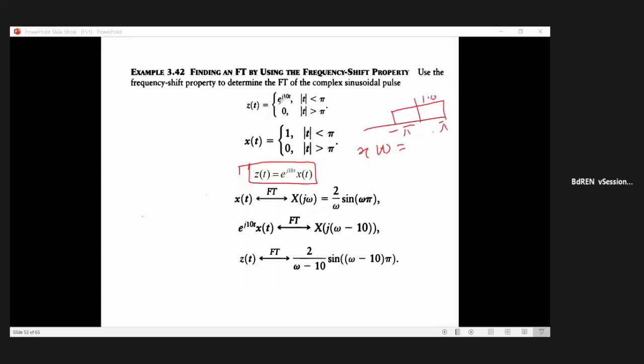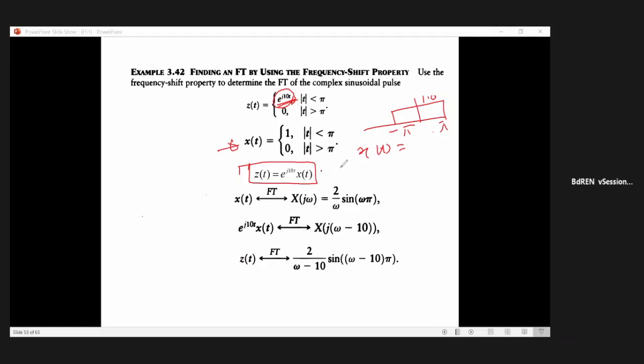And z(t) is a complex signal defined from minus pi to pi. If we multiply that signal by x(t), then what will happen? Only a complex factor appears as a multiplication factor for your signal x(t). So you can easily find that z(t) is equal to e to the power j omega t multiplied by x(t).